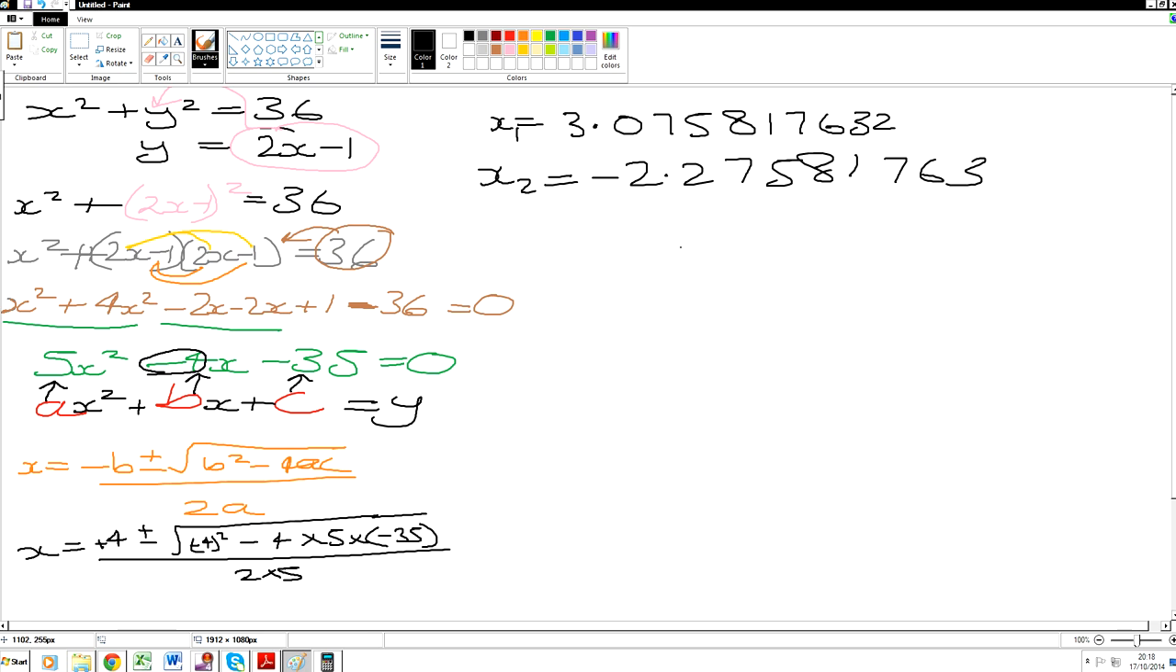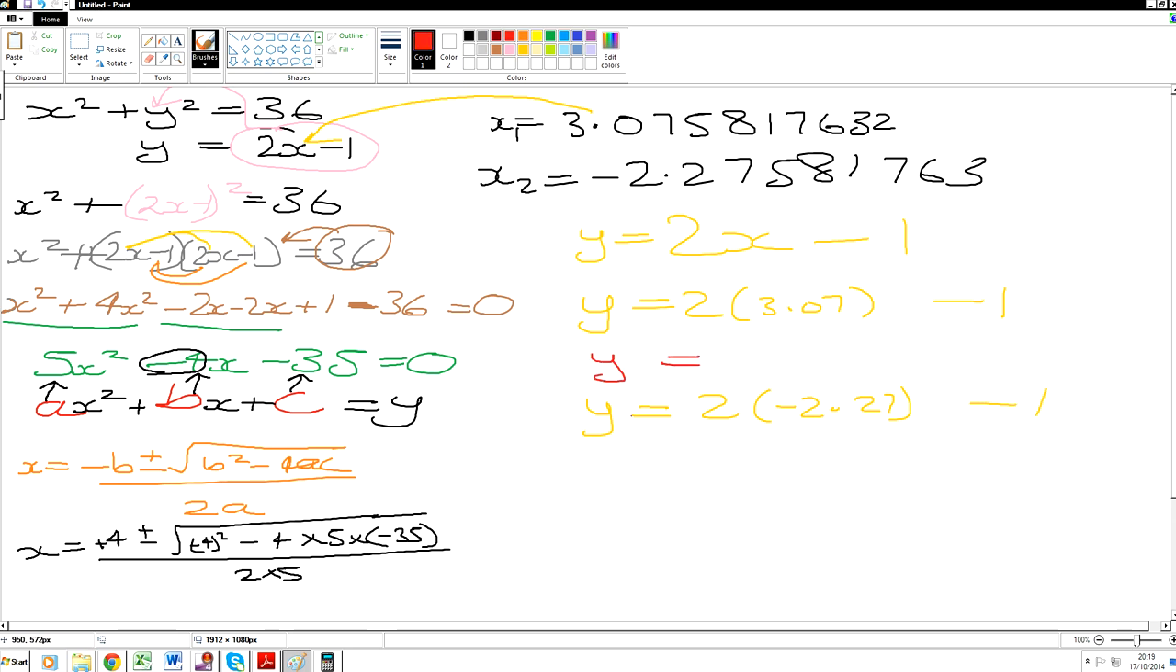Right, so we got our two x values. Now we need to work out the two y values. So what do we do? We get these x values here and we substitute this x value into the linear equation. So we say y is equal to 2x minus 1. So y is equal to 2 times 3.07 blah blah blah minus 1. And then we do the same for the second value. y equals 2 times minus 2.27 blah blah blah minus 1. So that should give us two answers.